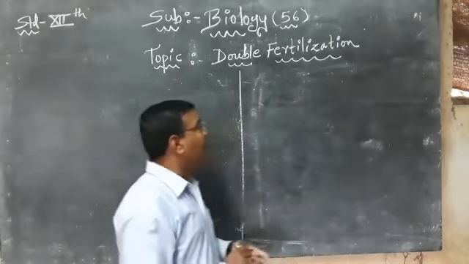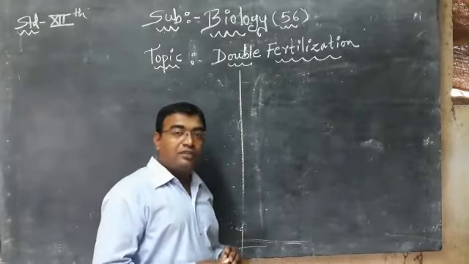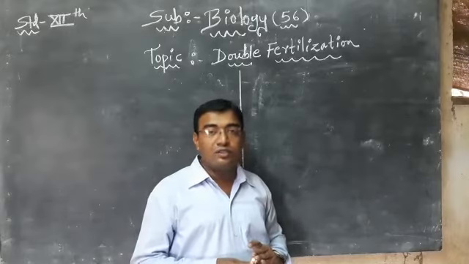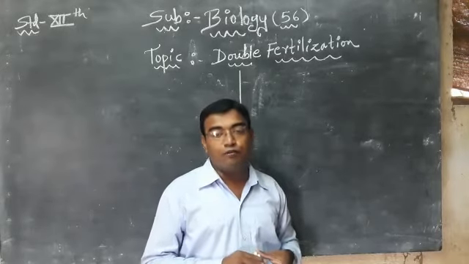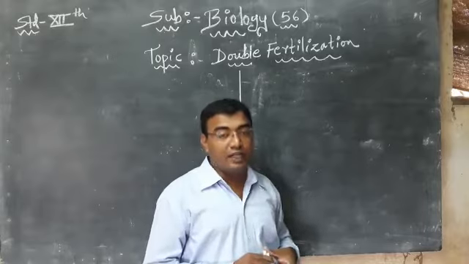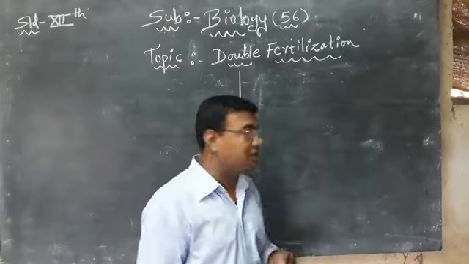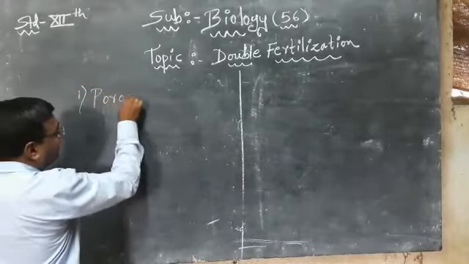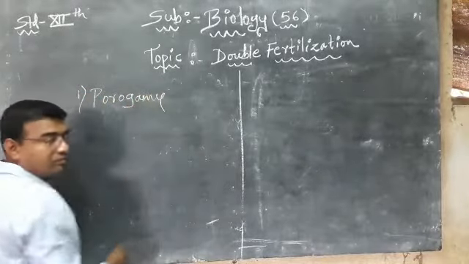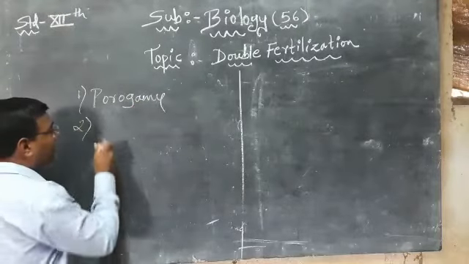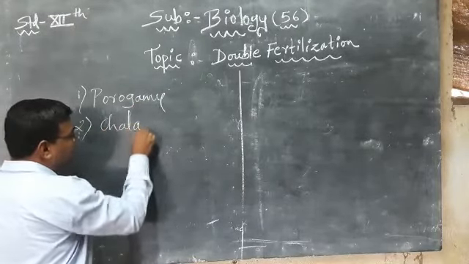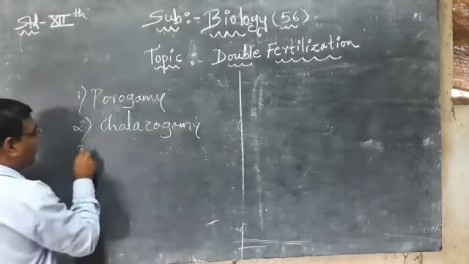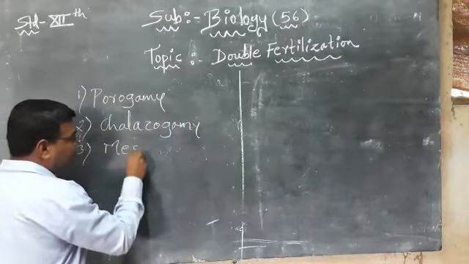Before we start with double fertilization, I will just recap my previous lecture on how the ovules are fertilized with the help of the pollen tube. The pollen tube can enter in three different ways. The first we saw in the previous lecture was porogamy. The second was chalazogamy. And the third was mesogamy.